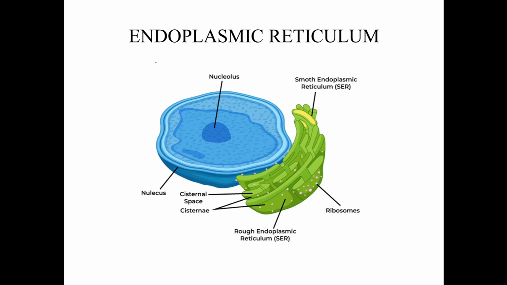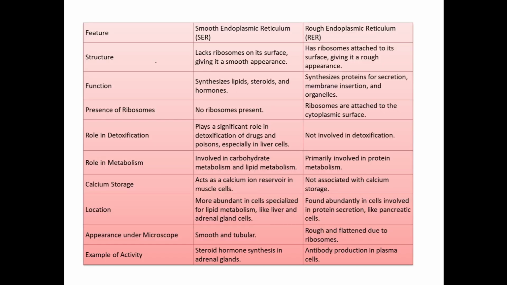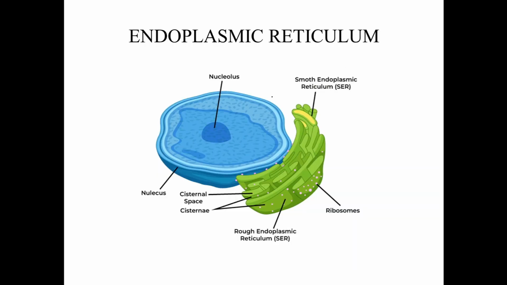Now we'll discuss the various cell organelles present in a cell. First of all, we'll discuss the endoplasmic reticulum. The endoplasmic reticulum is divided into two types, that is smooth endoplasmic reticulum and rough endoplasmic reticulum. When we talk about structure, in smooth endoplasmic reticulum there is an absence of ribosomes on its surface. In this diagram you can see the smooth endoplasmic reticulum with no ribosomes on its surface, whereas in rough endoplasmic reticulum we can see these minute structures which we call ribosomes.